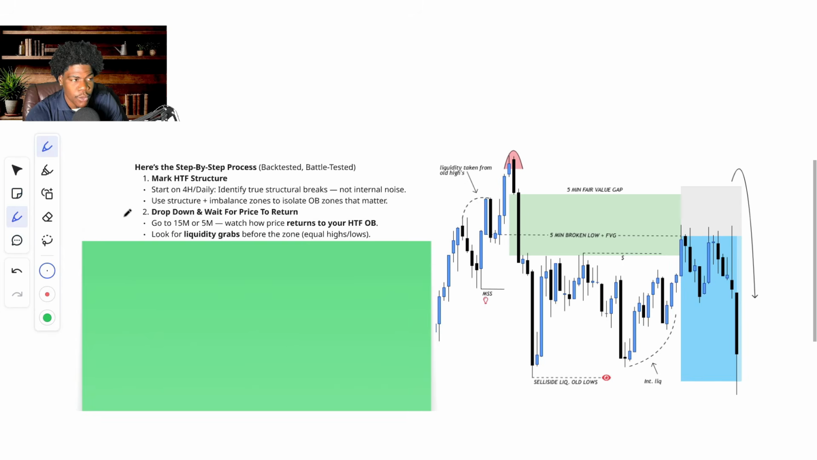Now for number two, we drop down and wait for price to return. We go to the 15 or the 5 minute time frames and watch how price returns to your higher time frame order blocks. We look for price to clear certain points of liquidity, such as the equal highs or equal lows, before price taps inside of our zone.